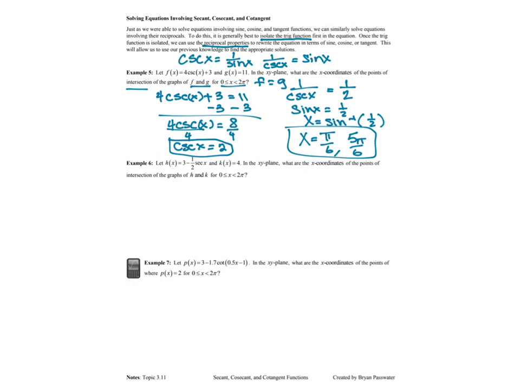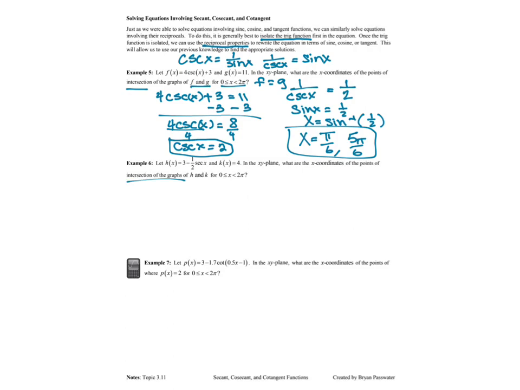Okay, example 6. H of x equals 3 minus 1/2 secant x, and k of x equals 4. In the xy plane, what are the x coordinates of the points of intersection of graphs h and k for 0 to 2 pi?